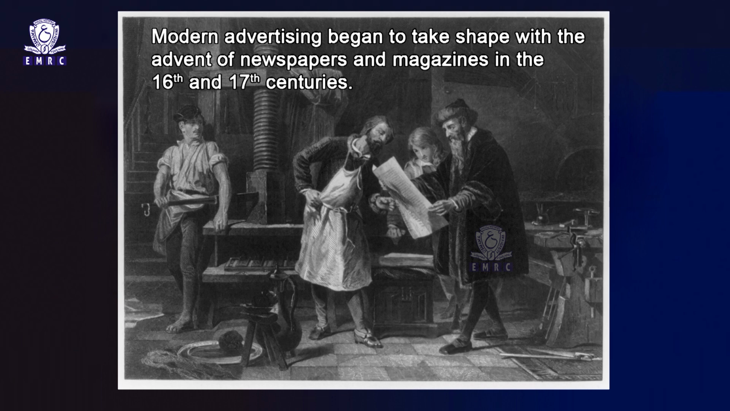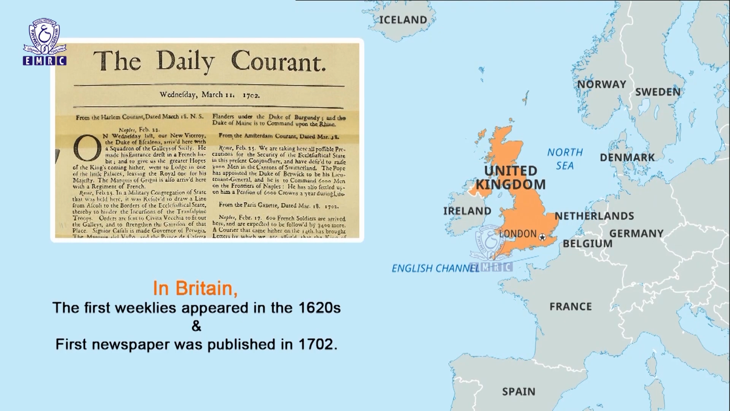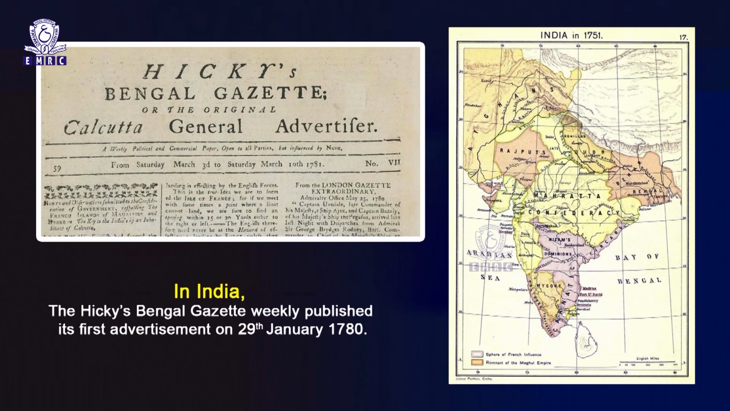Modern advertising began to take shape with the advent of newspapers and magazines in the 16th and 17th centuries. The very first weekly gazette appeared in Venice in the early 16th century. From there, the concept of weekly publication spread to Italy, Germany and Holland. In Britain, the first weeklies appeared in the 1620s and its first newspaper was published in 1702. In India, the Hickey's Bengal Gazette weekly published its first advertisement on 29th January 1780.